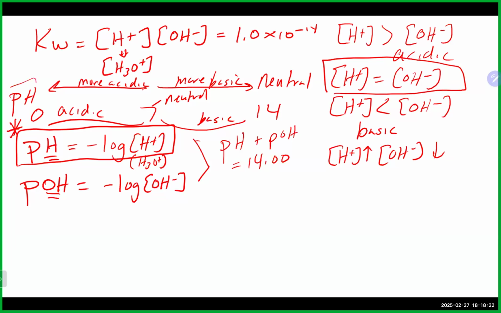Most people have the pH scale in their head. Remember, the pOH scale actually runs opposite of the pH scale. So if you have a high pH, you'll have a low pOH and vice versa. And that's because of really this relationship here.